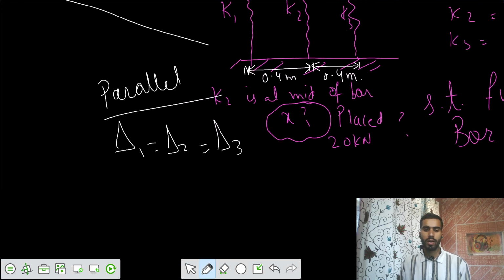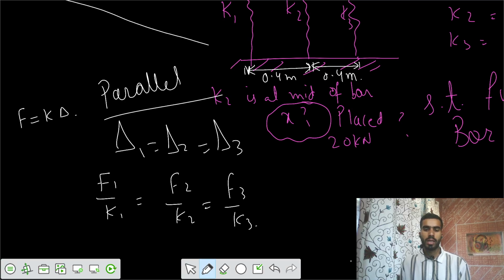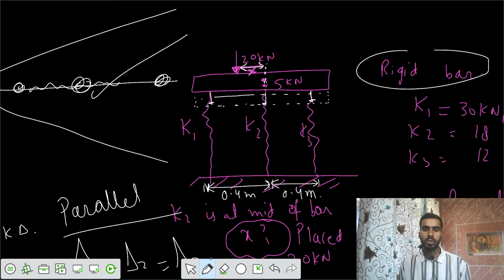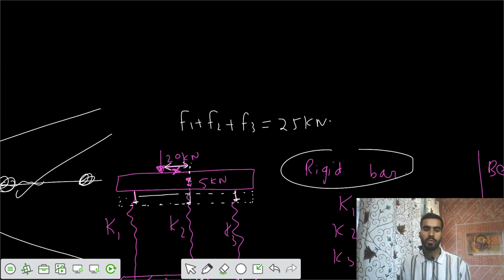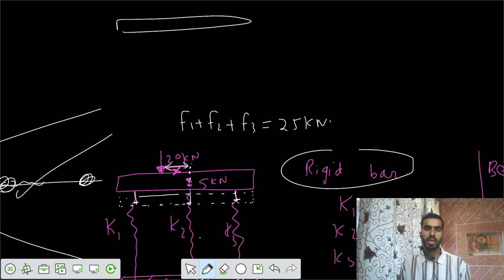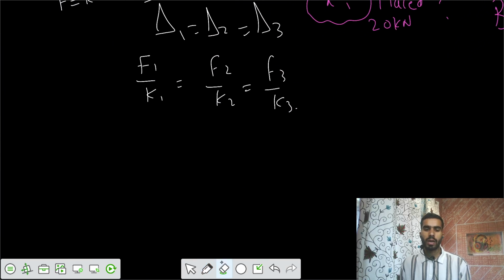So if I ask for the value of delta 1, delta 2, delta 3, I would say F equals K delta. So I can write F1 by K1 equals F2 by K2 equals F3 by K3. That means out of the total load, F1 plus F2 plus F3 should equal 25 kilonewton. If you cut the springs and show the free body diagram, we have a load of 20, a load of 5, and the spring forces F1, F2, F3. Then I can write this equation.